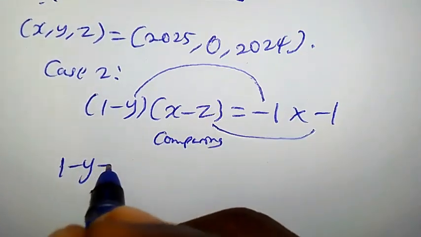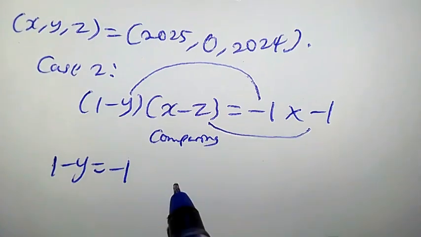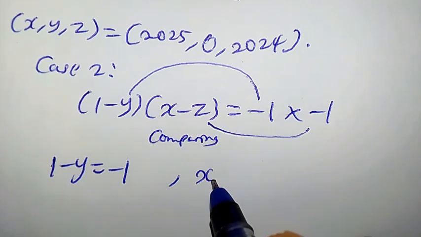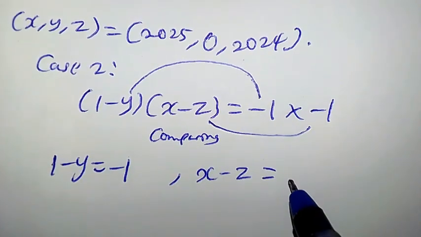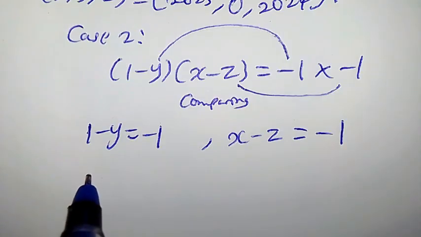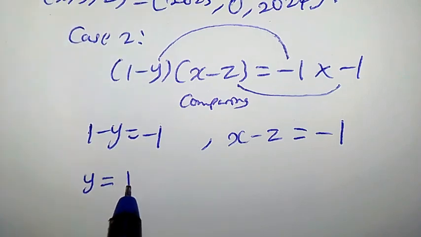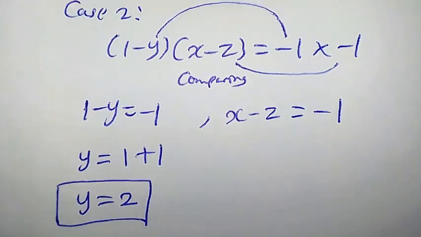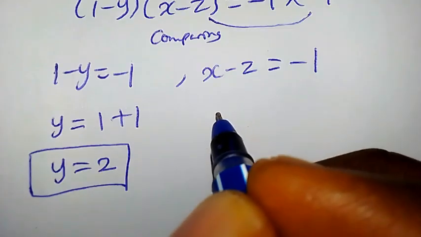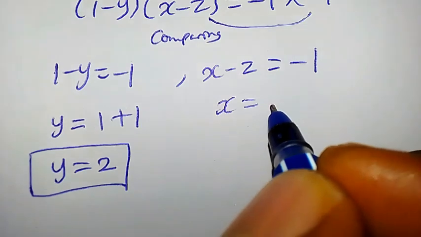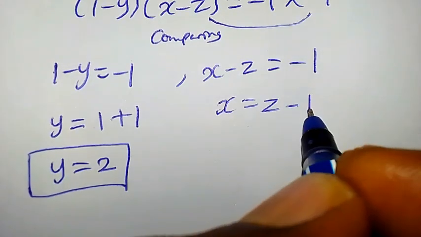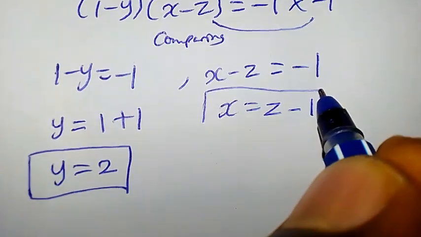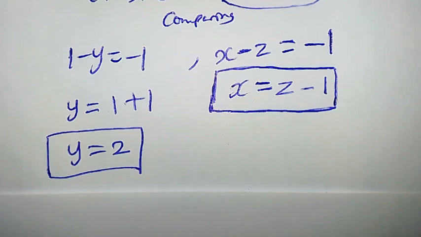1 minus y equal to minus 1, and x minus z is equal to minus 1. From this, y is equal to 1 plus 1. Clearly, y is equal to 2. This is the value of y for this second case. Considering this, x is equal to z minus 1. Take note of this, we will use it later.